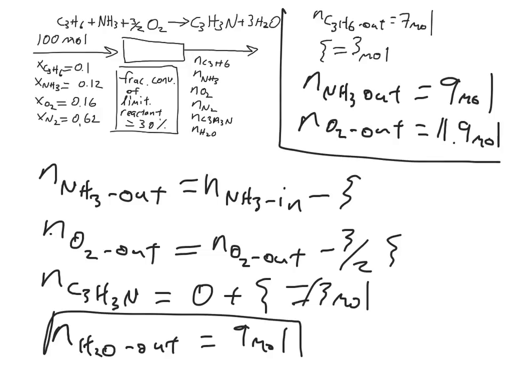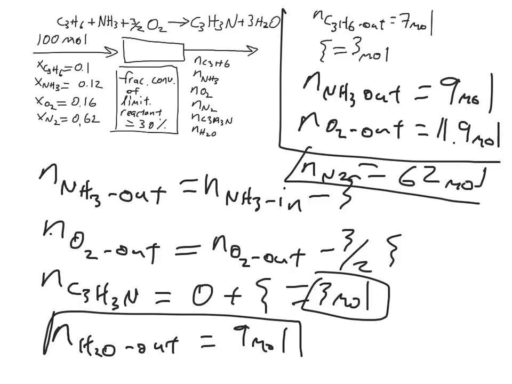Put little boxes here. The only thing left we have to find here, if I'm looking at this correctly, is the amount of N2. Well, N2 is not involved in any of the reactions, so whatever inlet N2 goes into the system, that's what comes out of the system. So N2 is equal to 62 moles. Little box there. And that's pretty much the problem here.